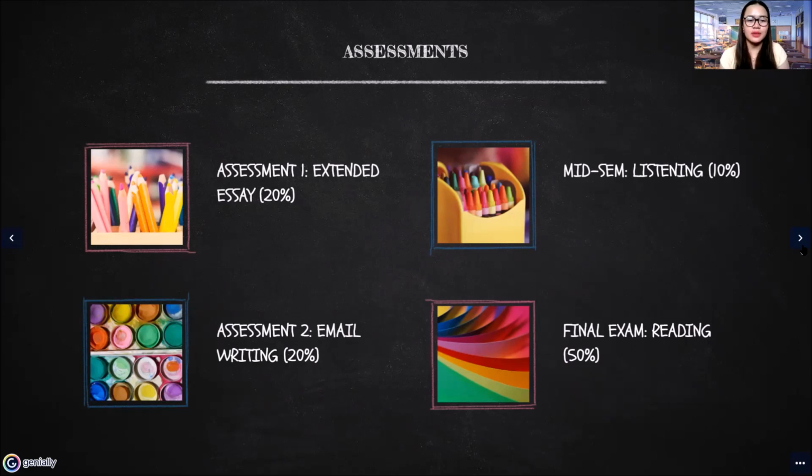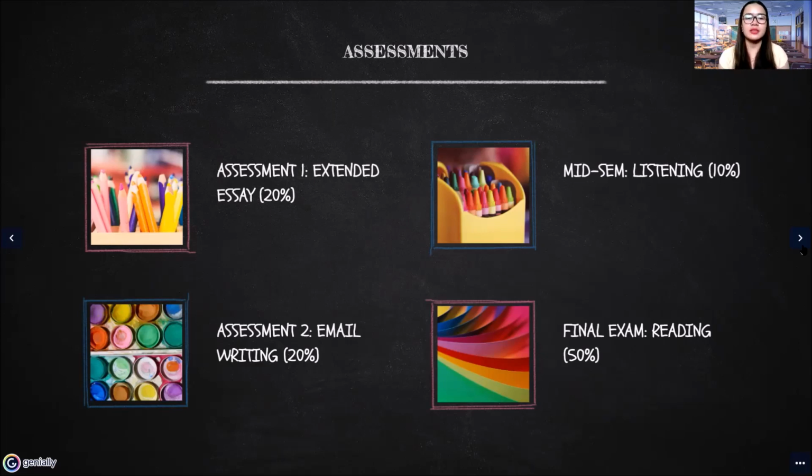The first is our extended essay, which carries 20% of your final grade. This is the one that you have to do in pair. Secondly is your email writing. It's a test, and it also carries 20% of your final grade. For mid semester, you have a listening test, which carries 10% of the final grade. And lastly, your final exam will be a reading exam, which carries 50% of your final assessment.